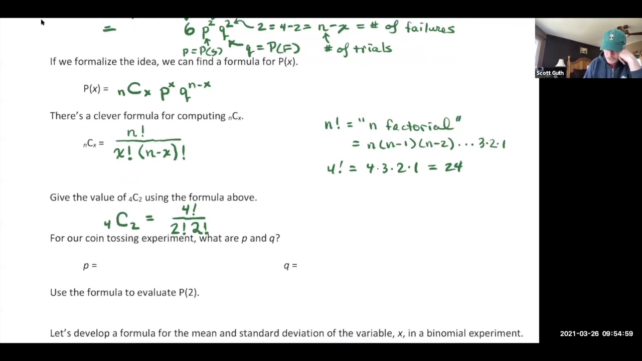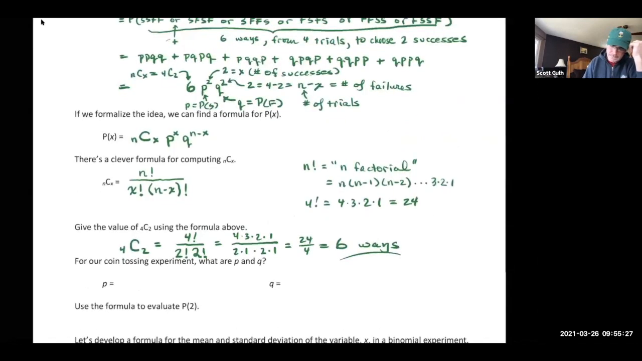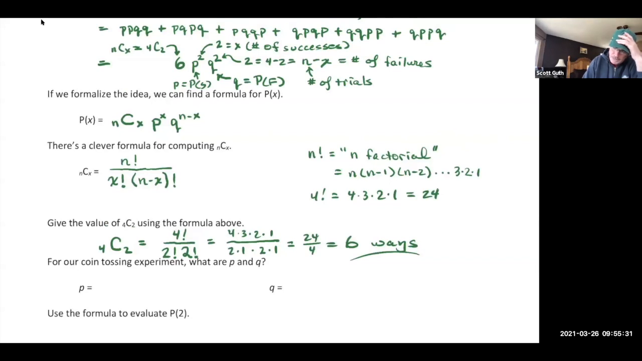Okay. So 4 factorial, we already did, was 4 times 3 times 2 times 1 over 2 times 1 times, that's 2 factorial. Another 2 factorial is 2 times 1, and you can cancel some stuff. In the end, it's 24 over 4, which reduces to 6. There are 6 ways. We knew this, right? That's the 6 that I've been talking about up above when we counted the number of ways. There were 6 ways. Okay, so you can count them by just listing out all the ways to get 2 successes in 4 trials. Or you can use a formula that counts the number of ways for you.